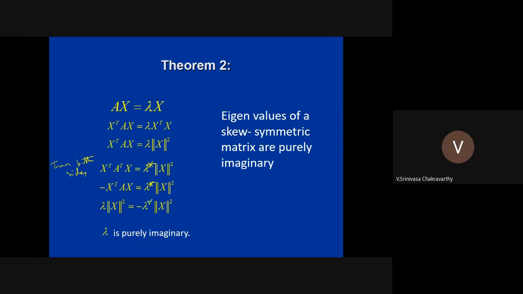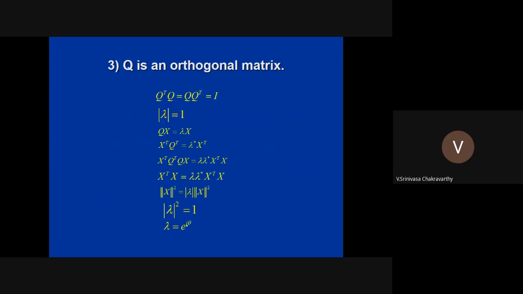So if you look at this equation, you get lambda norm x square is equal to minus lambda star norm x square. So lambda is equal to minus lambda star, which means that lambda has to be purely imaginary. So this is straightforward.